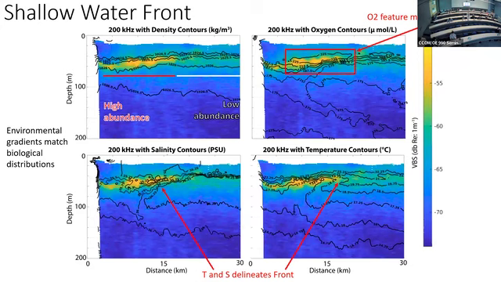And one more example of the matchup between the environmental data and the acoustic data. So again, here I'm showing range average backscattering in color. So this is our 200 kilohertz now from the flyer. And this is that same front I showed a little earlier. So you can see I'm overlaying contours of density, oxygen, salinity, and temperature.